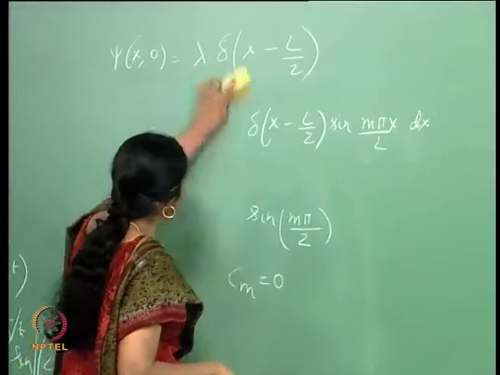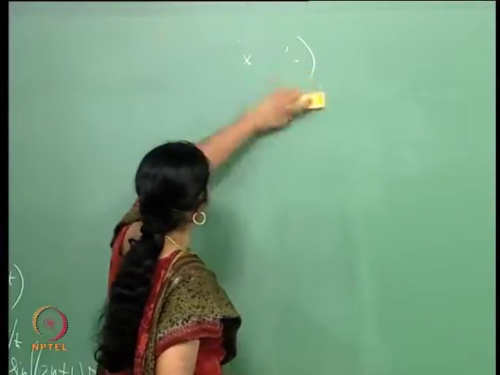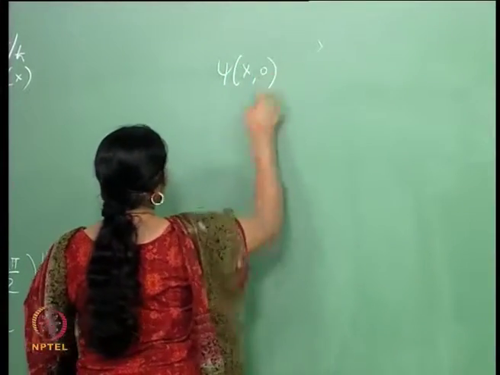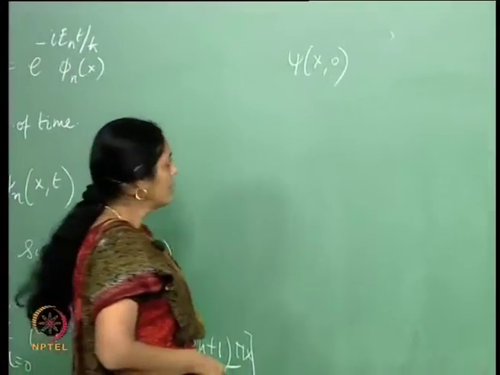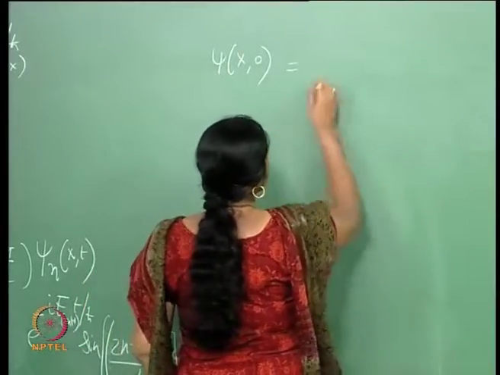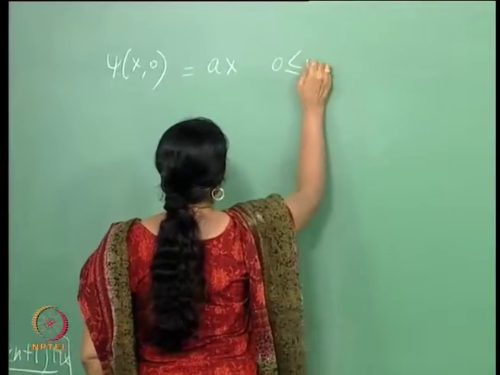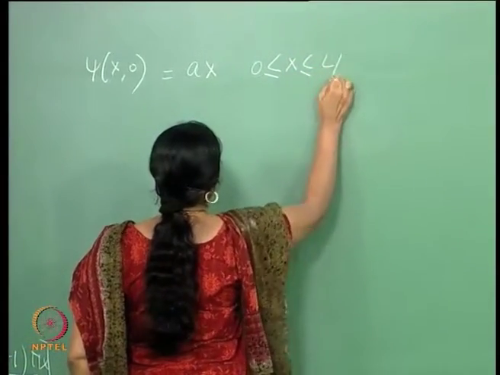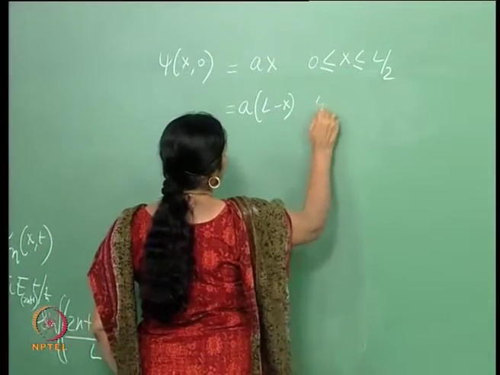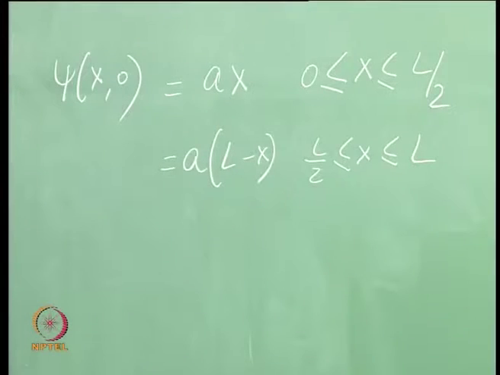So, let us look at a different kind of initial state psi which is somewhat tempered. I give you this initial state: some constant A times x for 0 to L by 2, and A times L minus x for L by 2 to L.